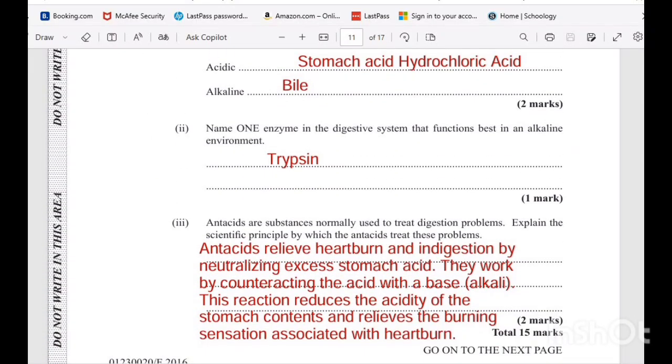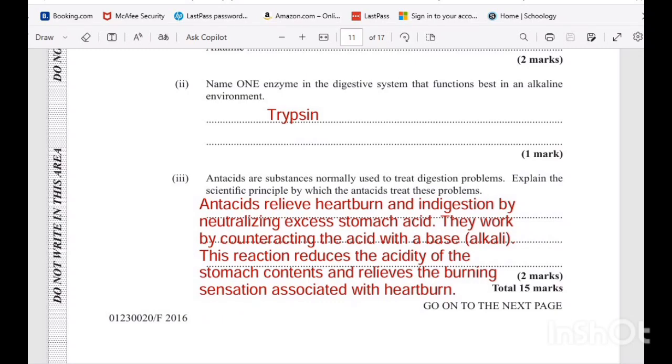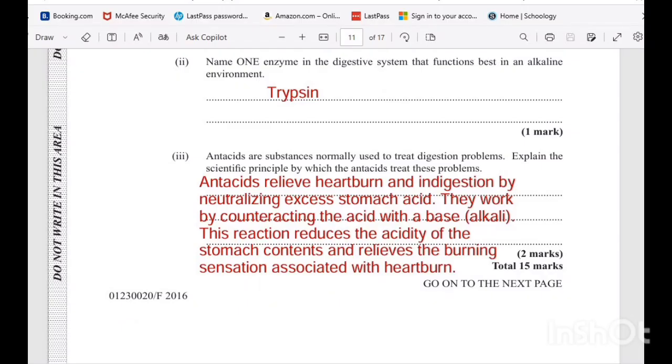Part 3, it says antacids are substances normally used to treat digestion problems. Explain the scientific principle by which the antacid treats these problems. Now, antacids relieve heartburn and indigestion by neutralizing excess stomach acid. You see that word there, neutralizing? It just means that they have an acid, which is in the stomach now, and the antacid would be a basic compound. And once you mix an acid and a base, it causes a neutralization reaction.